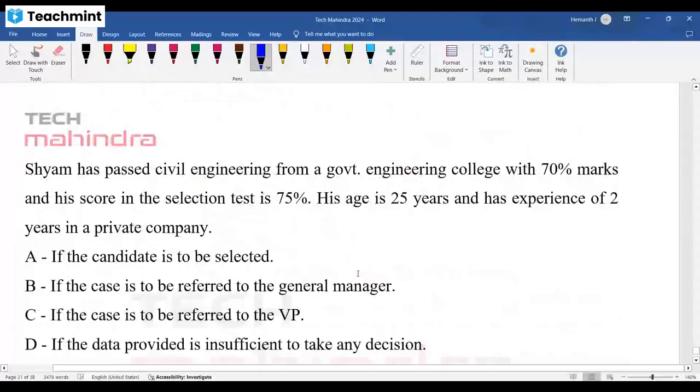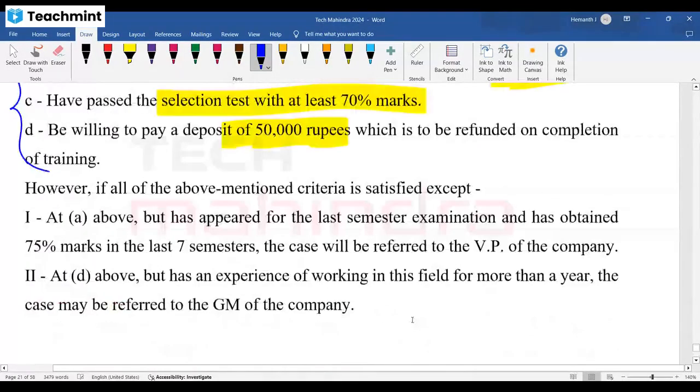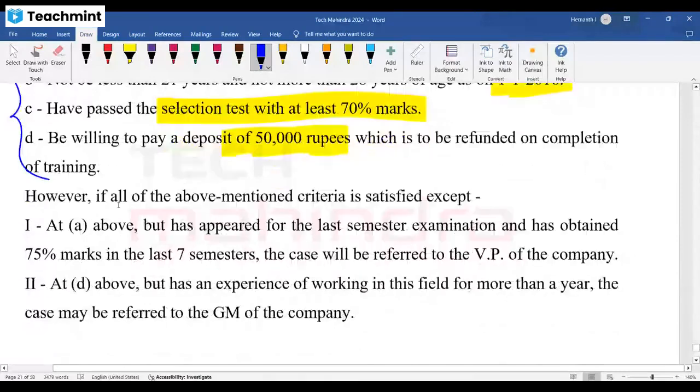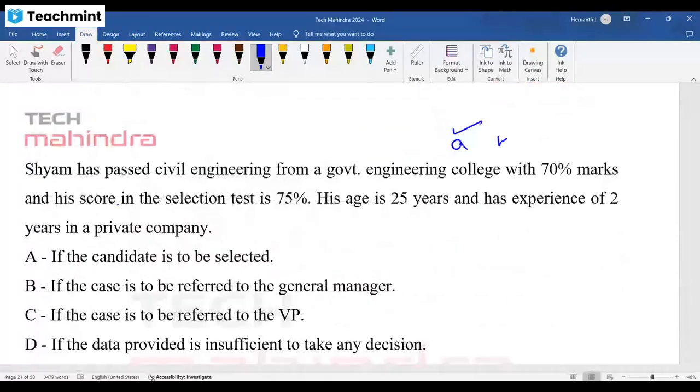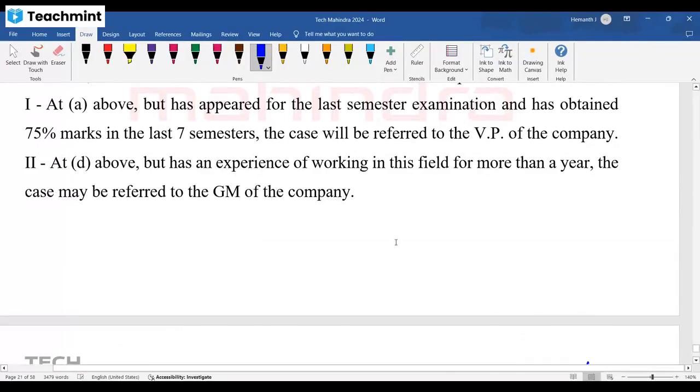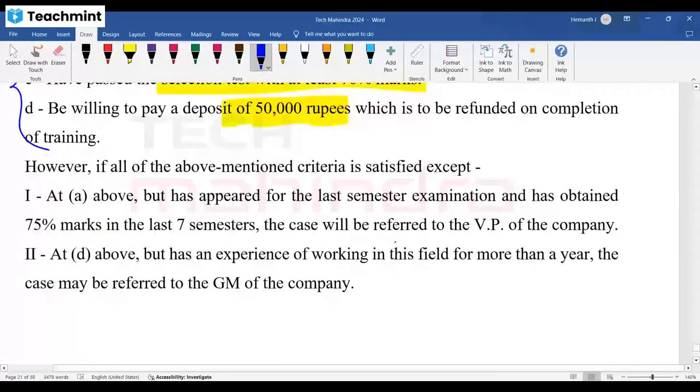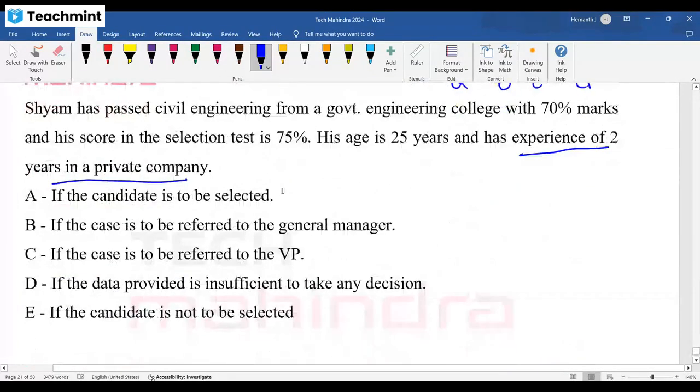Yes, condition A is satisfied. Scores selection test 75%, age 25. Age 25 means B is satisfied. At least 70%, so 75, C is satisfied. Willing to deposit 50,000 is not mentioned. He has experience of 2 years in a private company. Then D is not satisfied, so he is referred to the GM, general manager or VP. Condition D, the 50,000 payment, is not mentioned, but having more than a year of experience, he is referred to the GM of the company. So the decision we have to take is to refer to the GM.